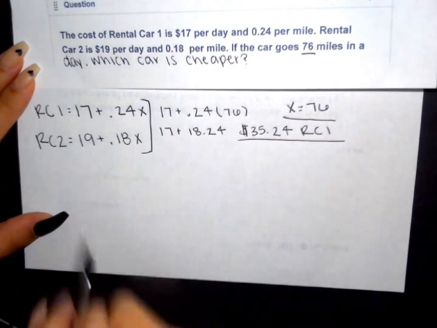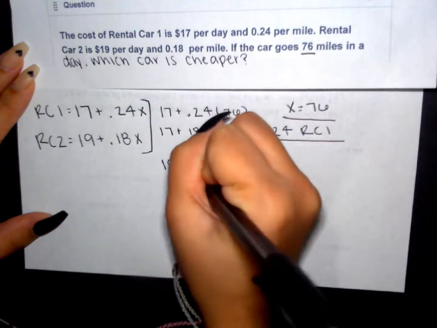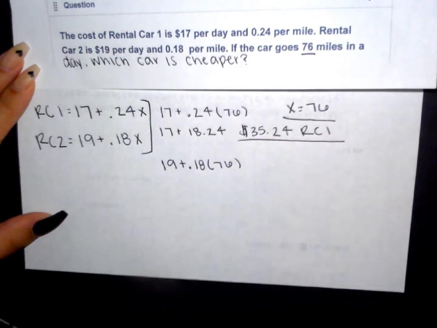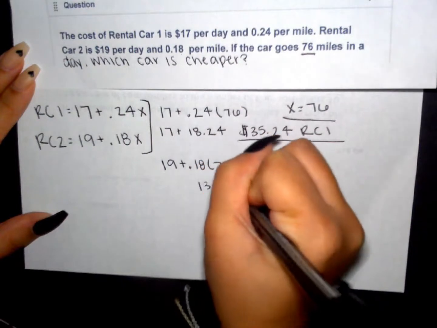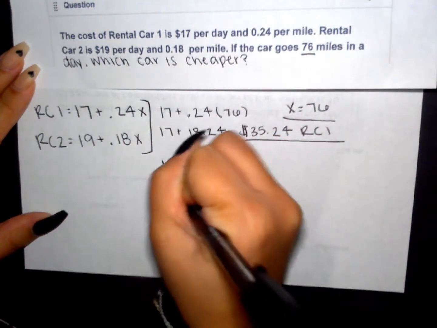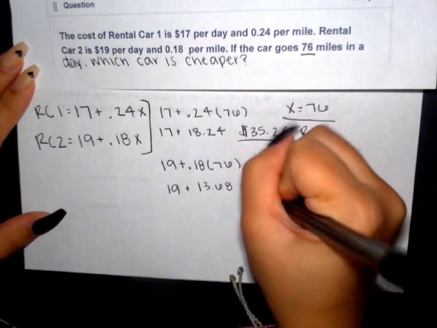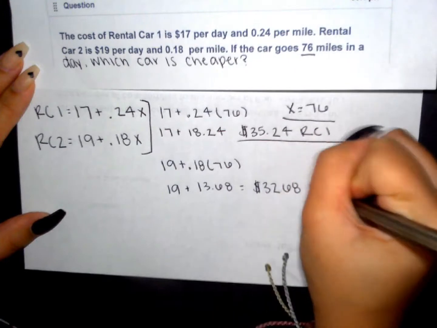Okay? Now we're going to come down a little bit and do the second equation. So we have 19 plus 0.18 times 76. So we do 0.18 times 76, and that equals 13.68, plus 19. We have to remember that part. We solve that out and we get $32.68 for rental car 2.